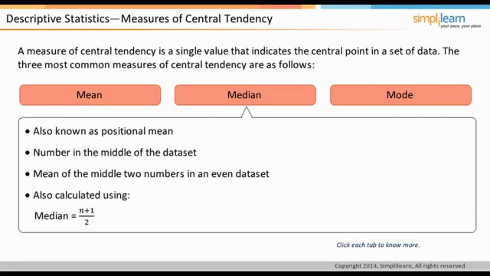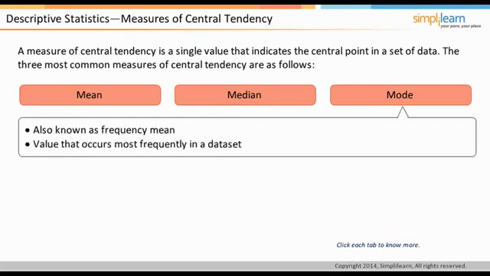Also known as positional mean, median is the number present in the middle of the data set when the numbers are arranged in ascending or descending order. If the data set has an even number of entries, then the median is the mean of the two middle numbers. Median can also be calculated by the formula (n+1)/2, where n is the number of entries. Mode, also known as frequency mean, is the value that occurs most frequently in a set of data. Data sets that have more than one mode are known as bimodal data.